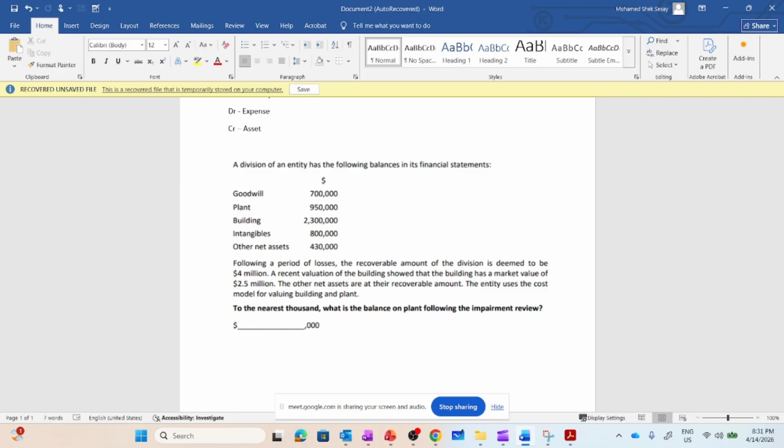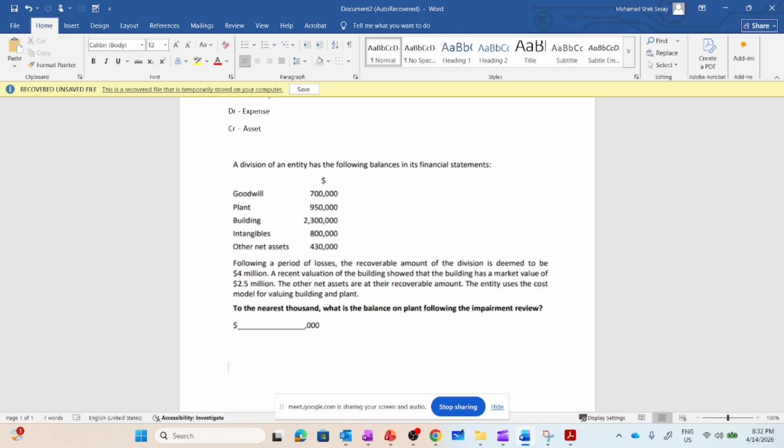So you need to know what you are going to find from the requirement. We are going to consider plant only. However, we need to understand the whole concept because probably we are going to allocate first on goodwill, billing, whichever the situation might be. So now let's read the question.